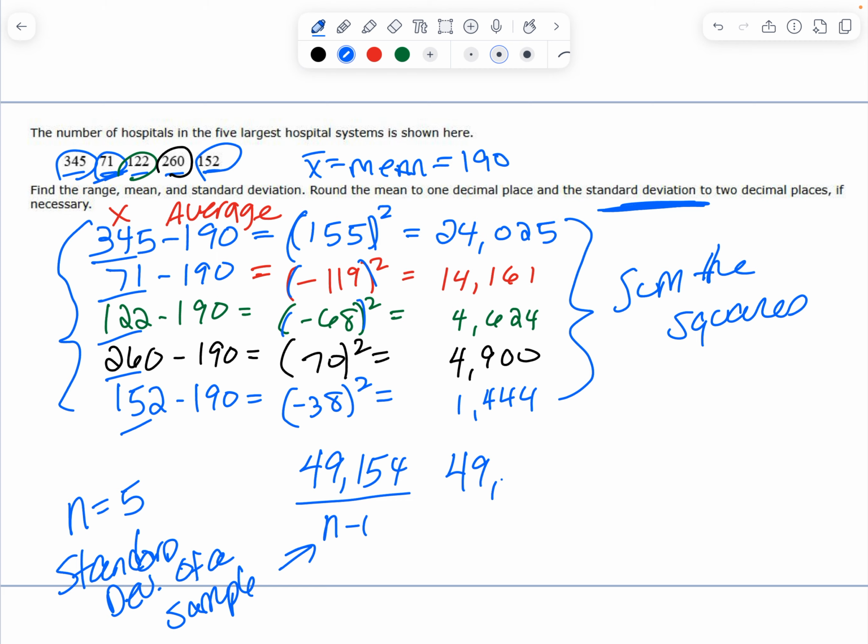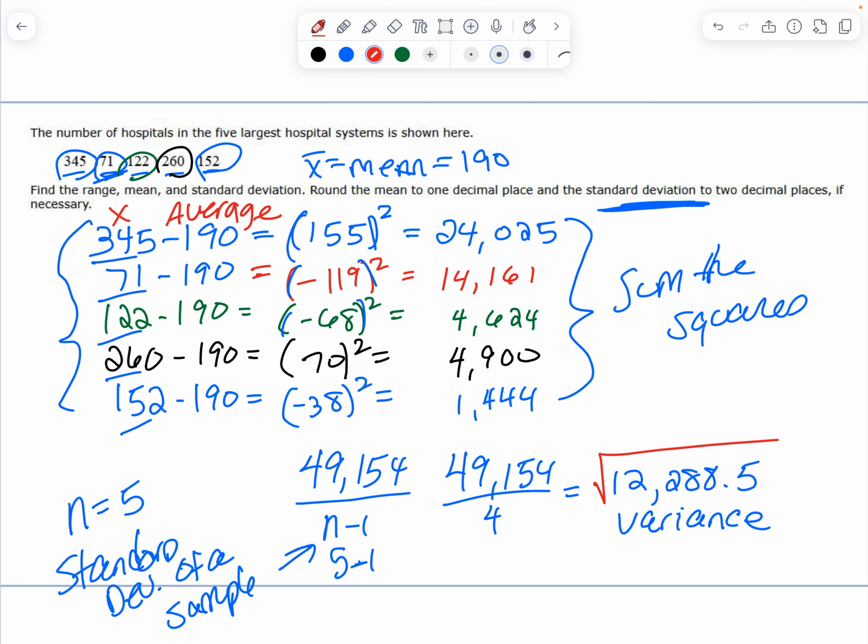So 49,154 divided by 5 minus 1, which is 4, gives us 12,288.5. And that is your variance. Variance doesn't really tell us a whole bunch, but if we take the square root of the variance, that's going to give us our standard deviation. The square root of 12,288.5, rounded to 2 decimal places, is roughly 110.85 hospitals.